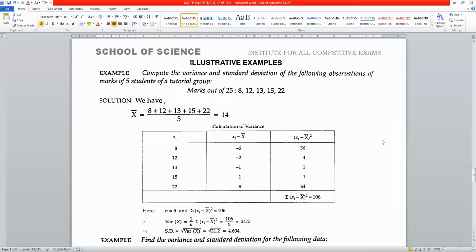thinking that you have already understood. Okay. So again, how to compute the variance and standard deviation of the following observation of marks of 5 students of a tutorial group. Marks out of 25 is 8, 12, 13, 15, 22. First step is what? You calculate the mean. How will you calculate the mean? You add all the observations. 8 plus 12 plus 13 plus 15 plus 22 divided by 5, you got 14.